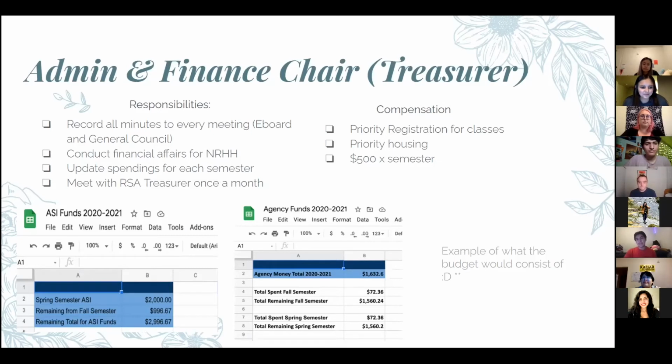As you can see in the bottom left corner, you have two funds, which are agency and ASI funds. And then you also have to meet with the RSA treasurer each month, at least once a month. And then compensation: you get priority registration for classes, priority housing, and you also get 500 per semester.